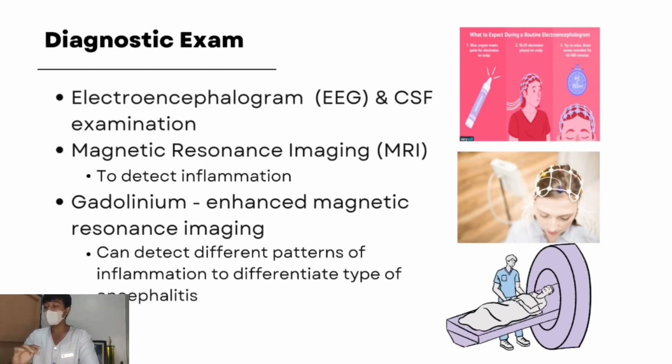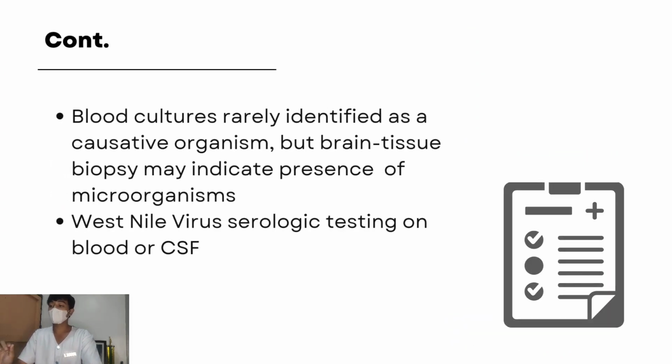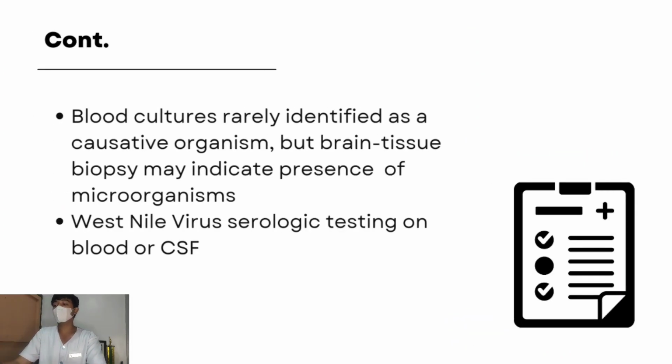It may help identify the cause of certain symptoms such as seizures or fits or memory problems, or find out more about a condition you've already been diagnosed with. Next is MRI, magnetic resonance imaging, to detect inflammation. Gadolinium-enhanced magnetic resonance imaging can detect different patterns of inflammation to differentiate types of encephalitis. So, blood cultures rarely identify a causative organism, but brain tissue biopsy may indicate presence of a microorganism. West Nile virus serologic testing on blood or CSF.